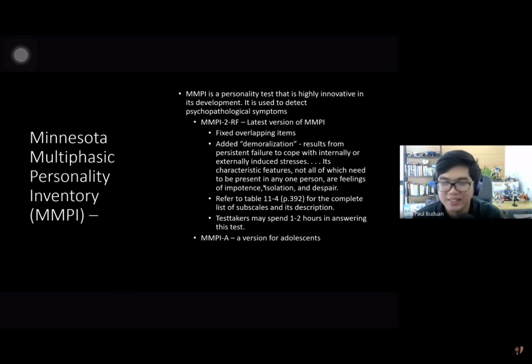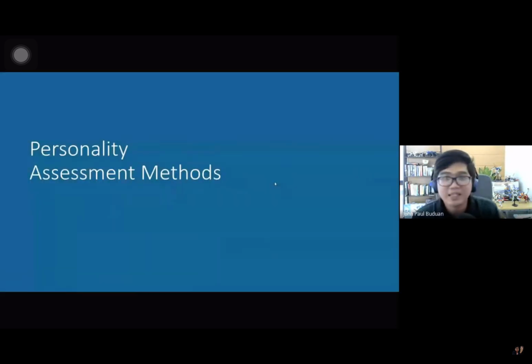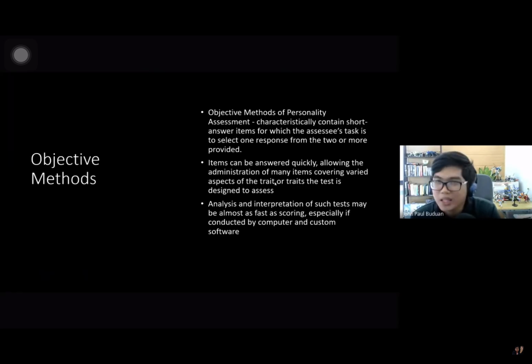Clear naman? Okay, sige. So next would be personality assessment methods. So there are, other than the paper and pen test, other personality assessment methods. Okay? And we can further subdivide them. Ganito, in personality assessment, there are two kinds. Objective, which is yung standardized, yung mga personality test and all. And then the subjective, which is actually hindi subjective ang tawag, projective test. Yung mga projective test, they're on the subjective side naman.